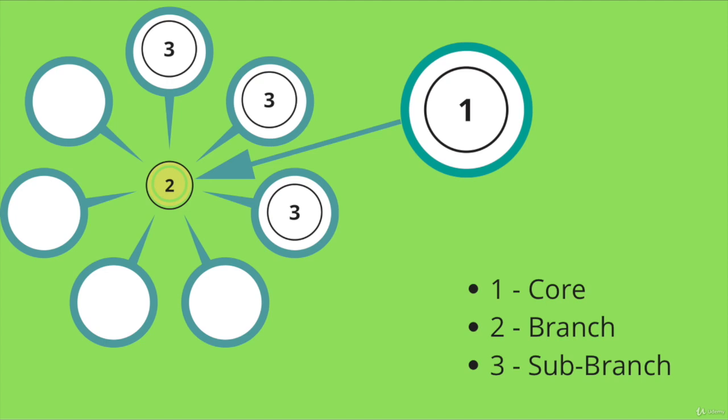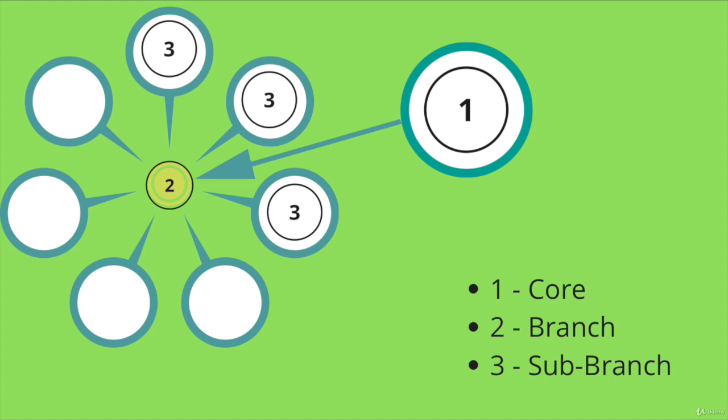So this is an illustration to explain sub-branches. Number one is the core, the main idea. Number two is the branch. So you got the main idea and then you start brainstorming and you got an idea and that's where it branches. That's number two. And then number three, the circles around number two, these are the sub-branches, all the different ideas that came out of the second branch.